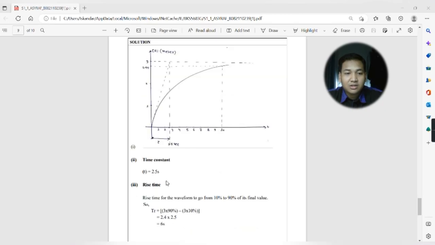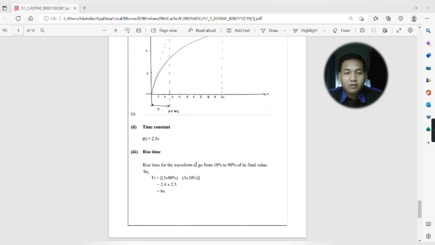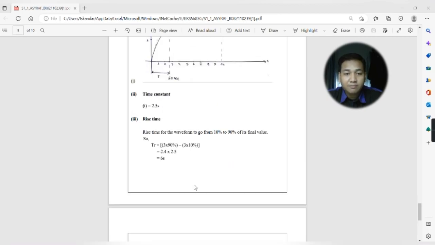And the next question is about rise time. The rise time is the time for the waveform to go from 10% to 90% of its final value. So the formula is Tr equals to in the bracket of 3 times 90% minus in the bracket of 3 times 10%. So we will get 2.4 times 2.5 and the final answer will be 6 seconds.